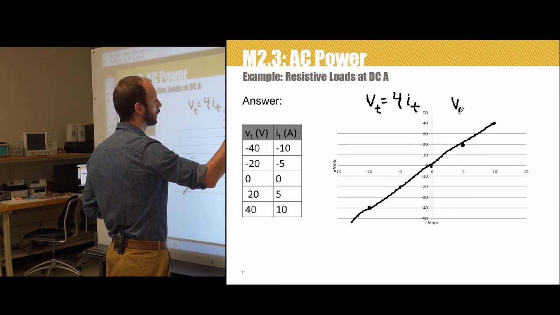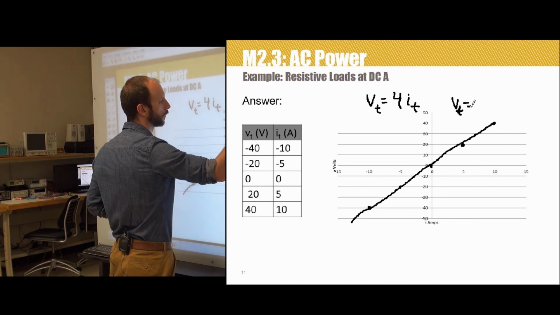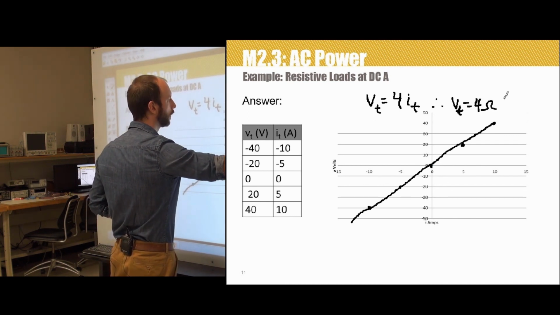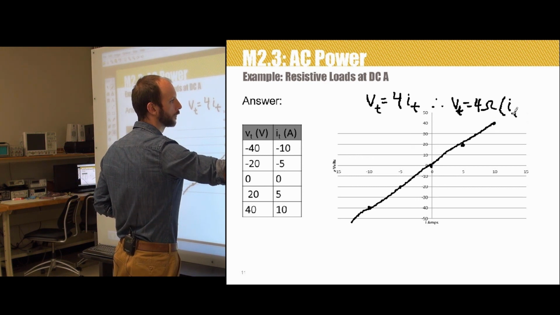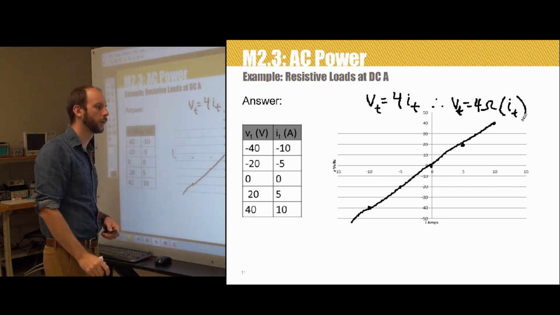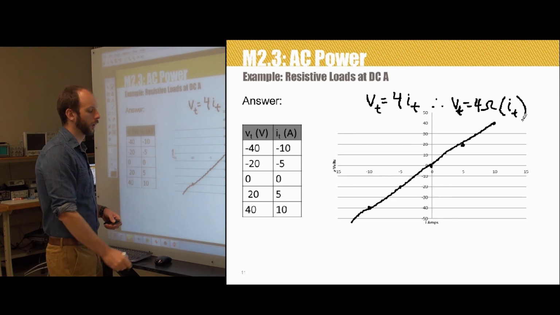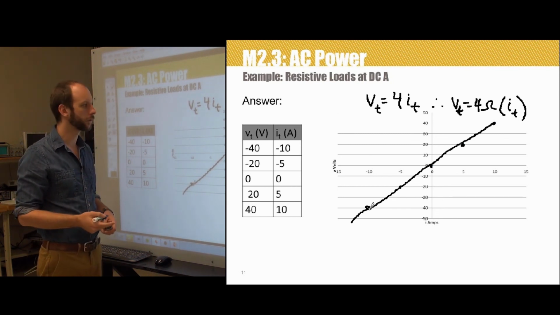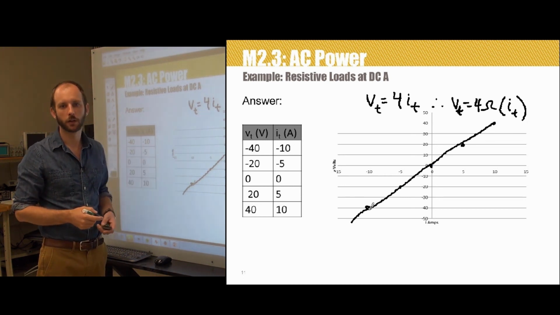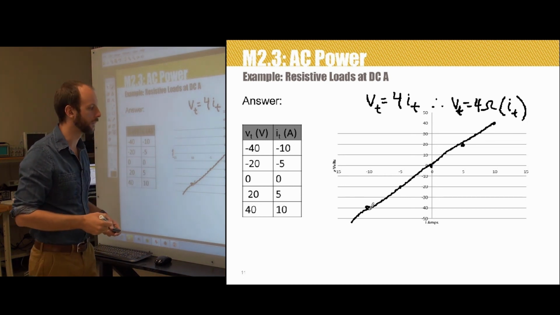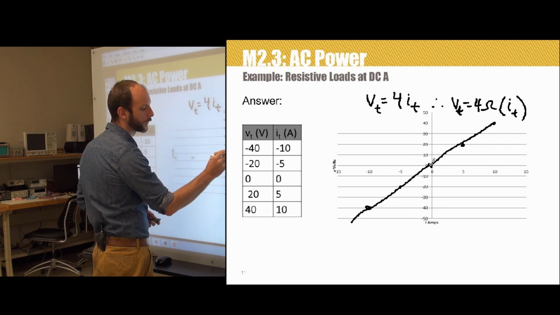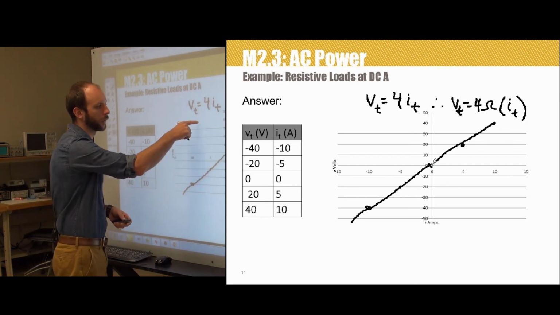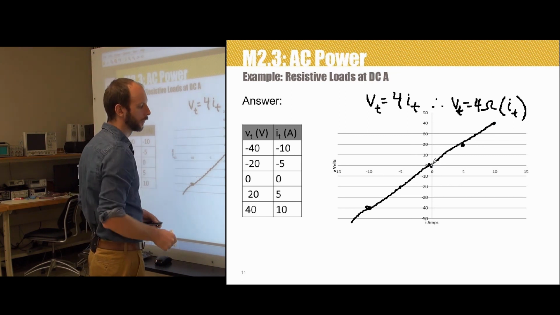V of t equals 4 ohms times I of t. Right, so here we see that for an ideal resistance, the resistance is equal to the slope of the IV graph, which will always pass through the origin. So to determine this, all we had to do was determine the equation of this straight line, right?